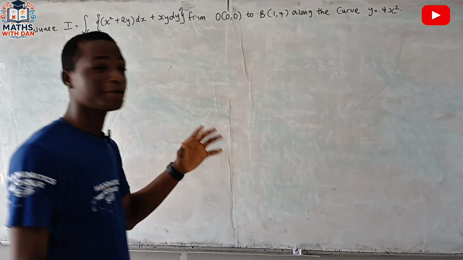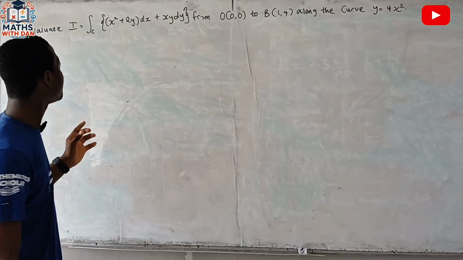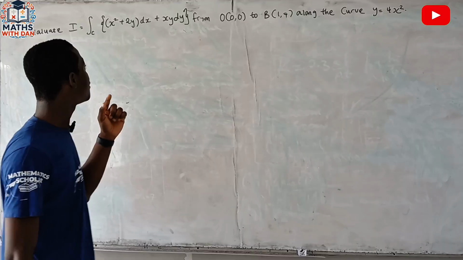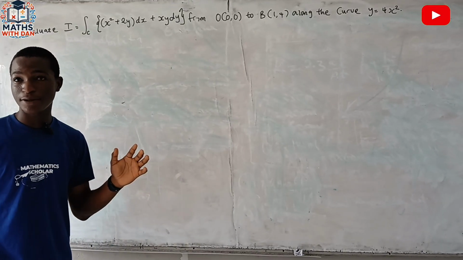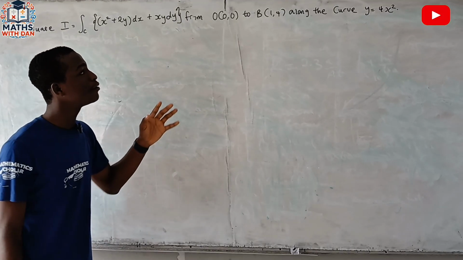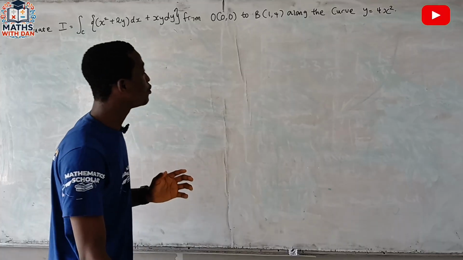Here's a powerful question we are going to be treating today: line integrals. The question says, evaluate I, the integral of (x squared + 2y) dx + xy dy, from (0, 0) to (1, 4), along the curve y equals 4x squared. So how do we approach this?